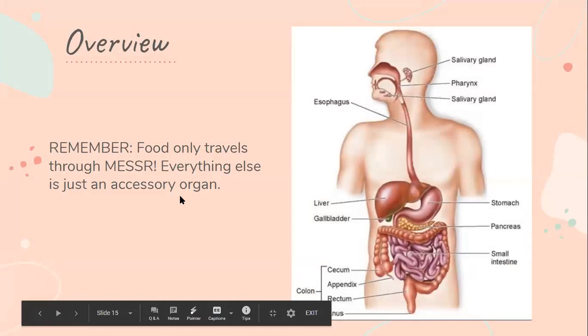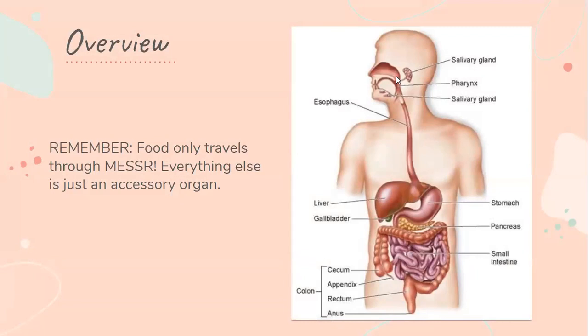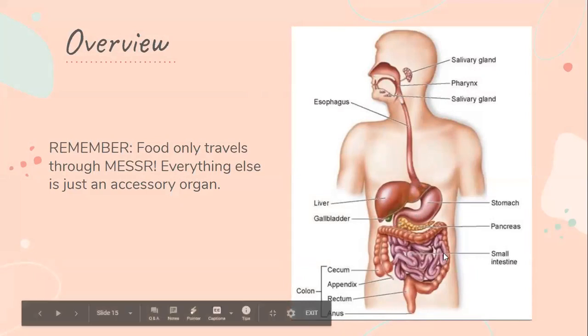So here's just an overview. I just wanted to let you guys see how everything kind of connects together. So here's a full body kind of thing. It goes in through the mouth, down your esophagus, a very long tube, goes into your stomach, and then into your small intestines, and then out through your rectum.